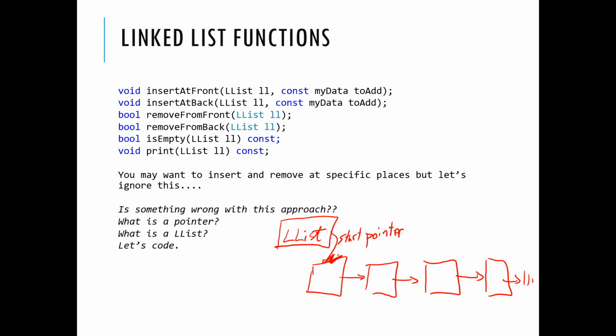Removing from the back, I would have to walk down my list, get to the second last element, remove this, and become null. So I'd walk down, I get to the second last element, so I check to see if the next one is connected, if it's empty, or if it's connected to something else. And if this is connected to nothing else, then I'm going to connect this to nothing, essentially.